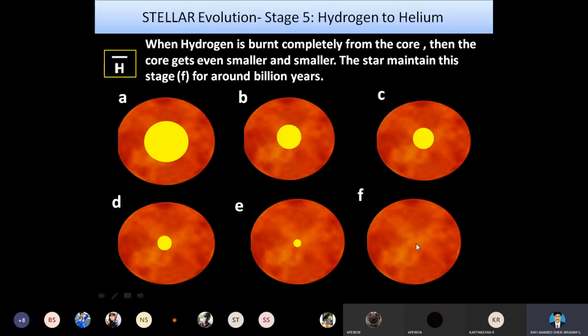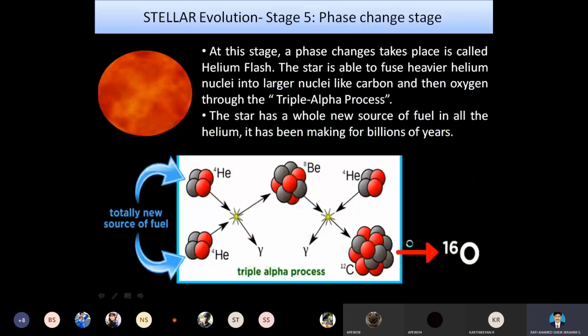Once the hydrogen fuel is completely burned, the helium process takes place. It's called the phase change stage. There is no hydrogen in the medium, so a phase change takes place. This phase change is called the helium flash.